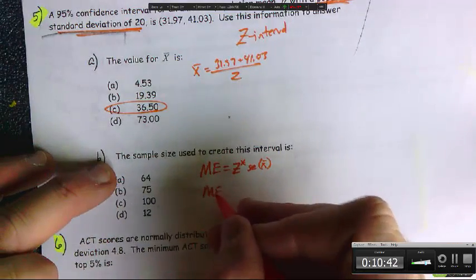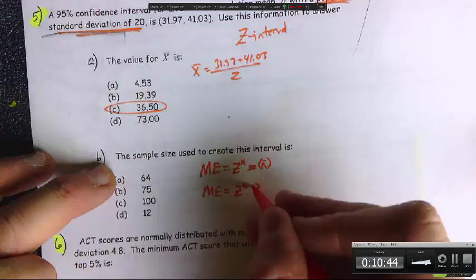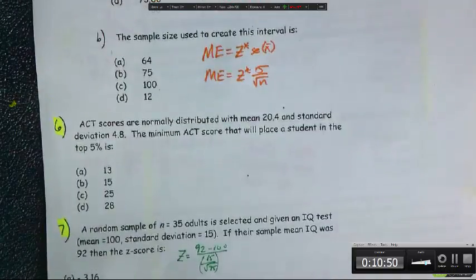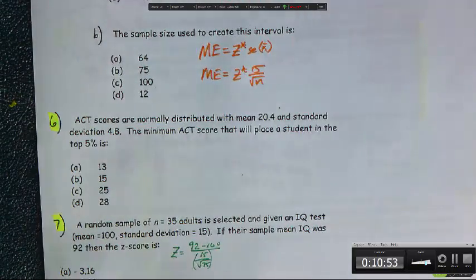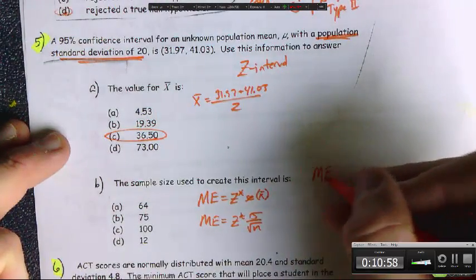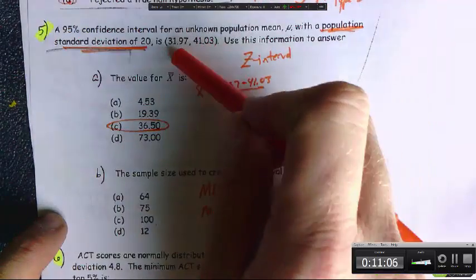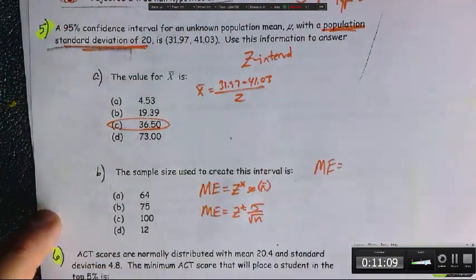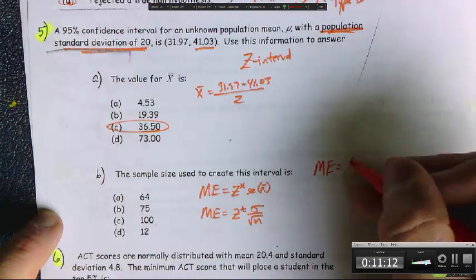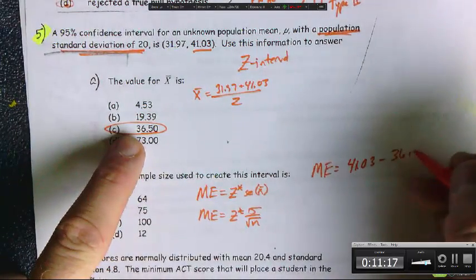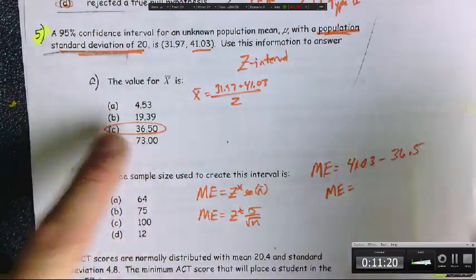The margin of error formula is Z critical times the standard error, and the standard error in this case is sigma over radical n. So let's fill it in. We can find the margin of error. The margin of error is how much it fluctuates on each side of the sample mean. So to find that, you take either of the outside values of the interval, so 41.03, and you subtract the mean. So you get a margin of error of 4.5.